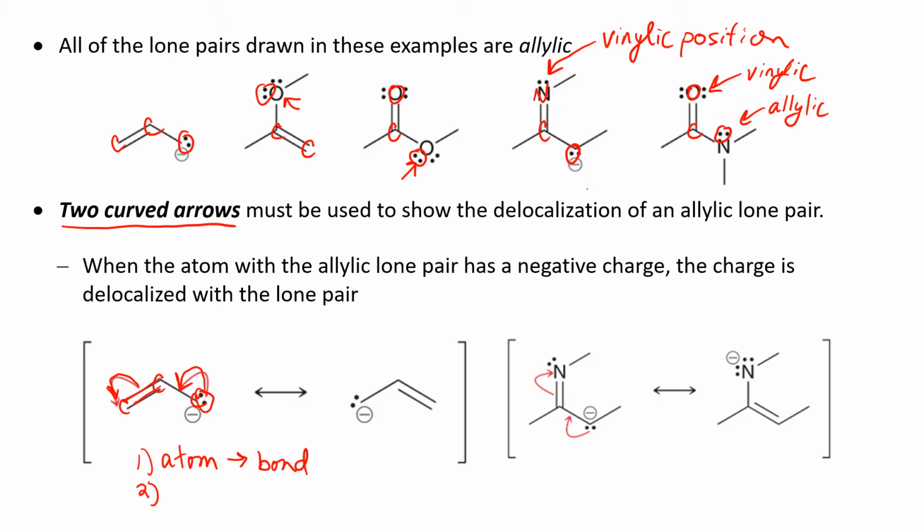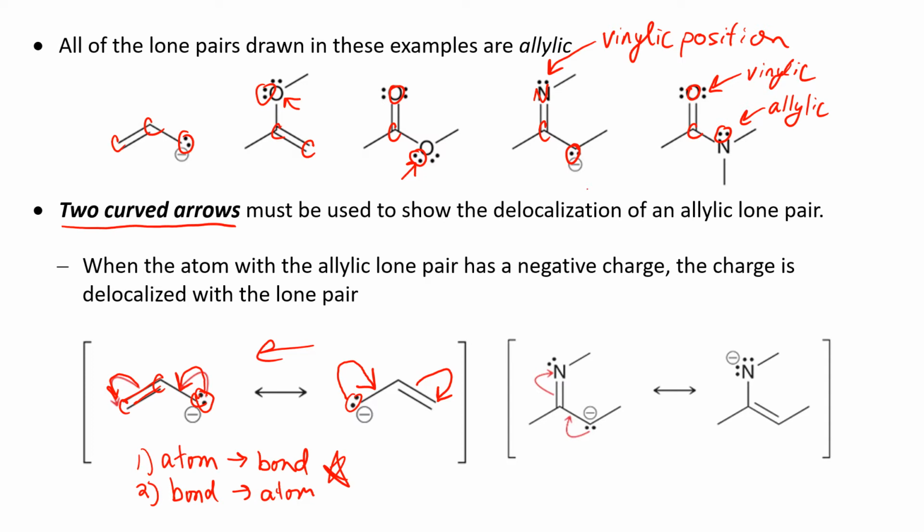And the second arrow is always going to go bond to atom. And now if we wanted to convert our resonance structure back to the original, this is still an allylic lone pair. The tail of the arrow starts in a lone pair, atom to bond. And the next arrow, bond to atom. This set of arrows, these rules, will work for every allylic lone pair.